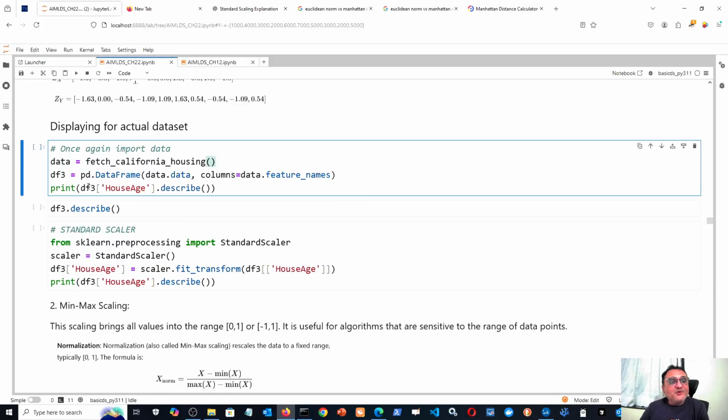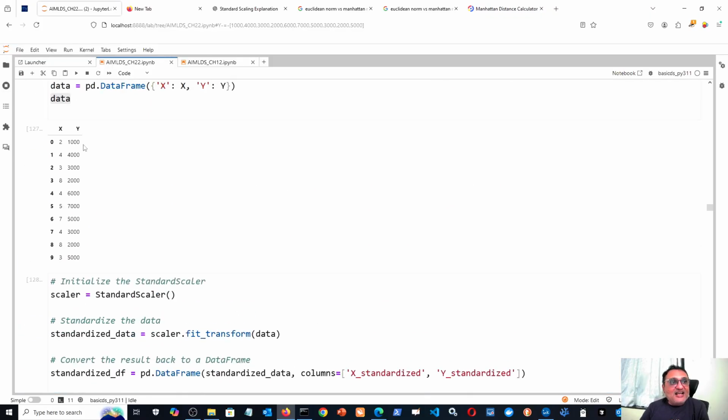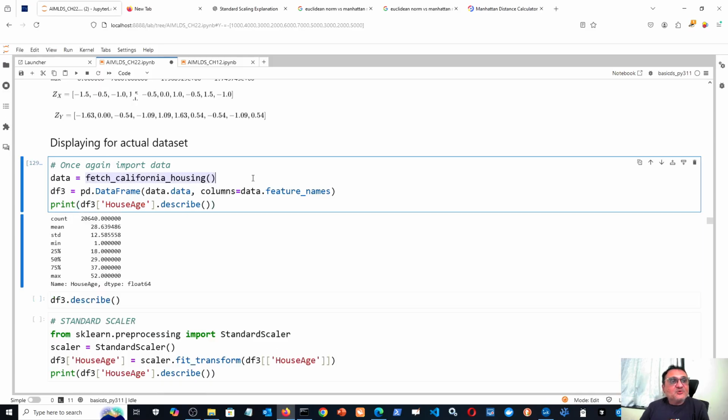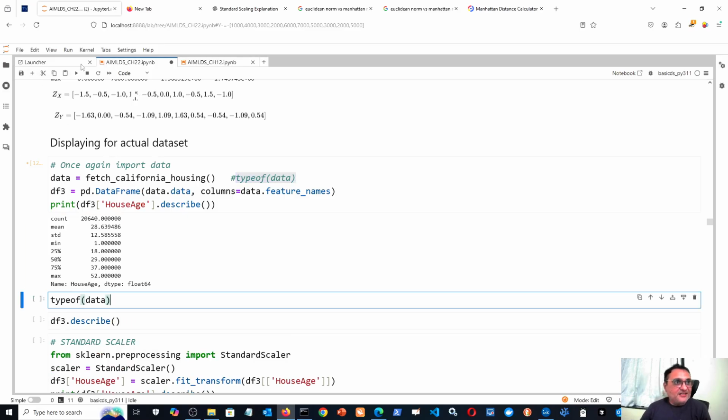Now the same thing I can do for an actual data set. That was the data set which I had created, x and y, but now this is for the actual data set. So you can take the California housing data frame. First let me execute that. So fetch California housing, and that will be fetched as data. This is not a pandas data frame. If you want to know its type, you can write type of data in brackets. Let me even do that for you in the next cell, then I will delete that cell. You will see that it is not a pandas data frame.